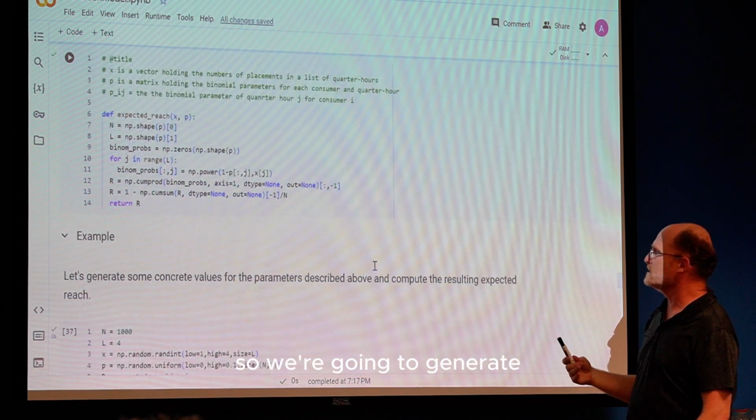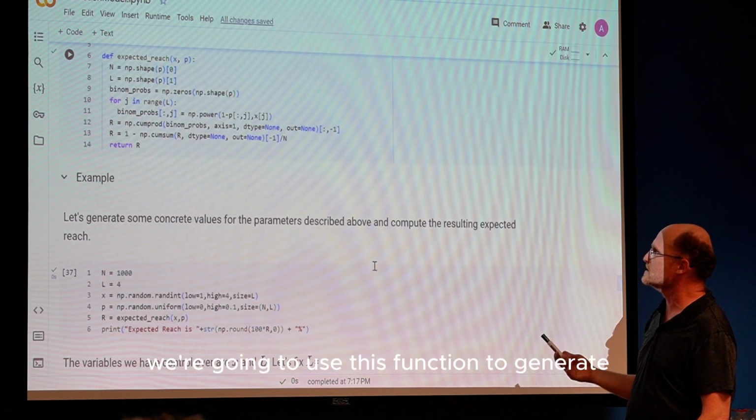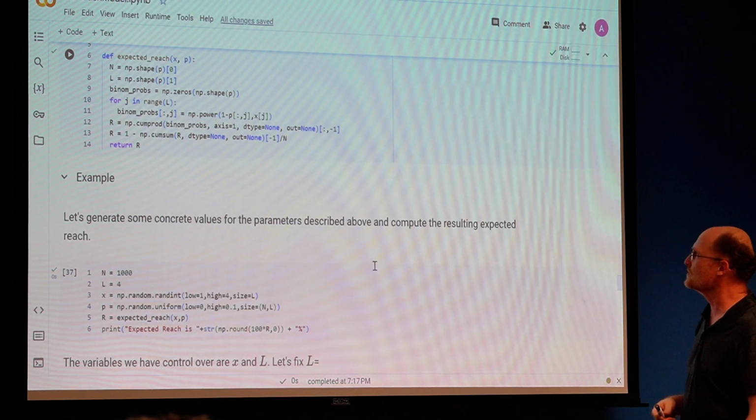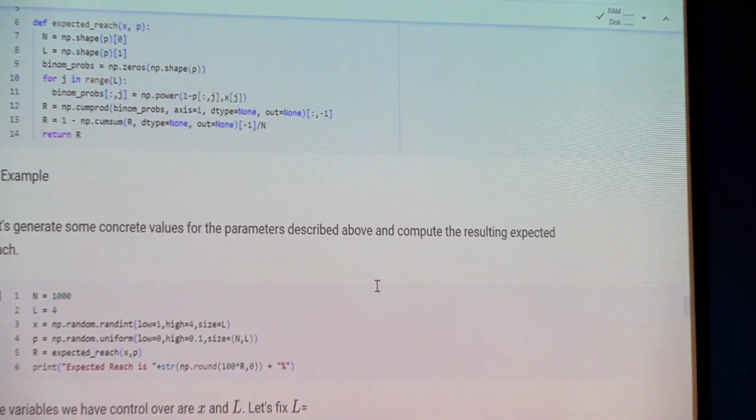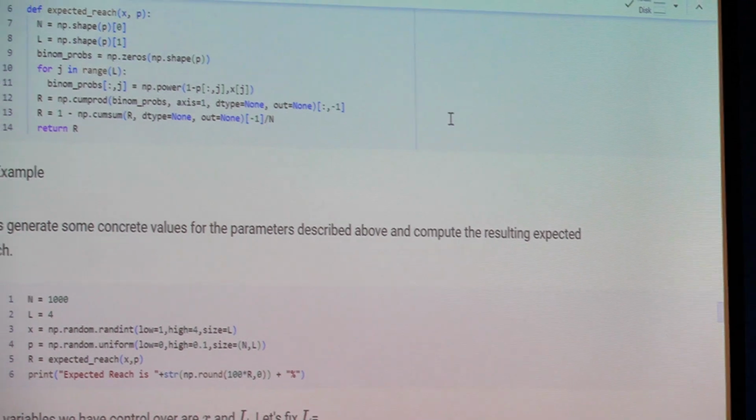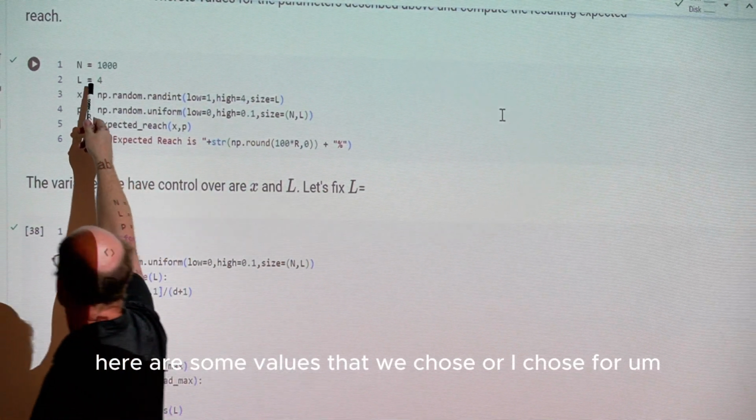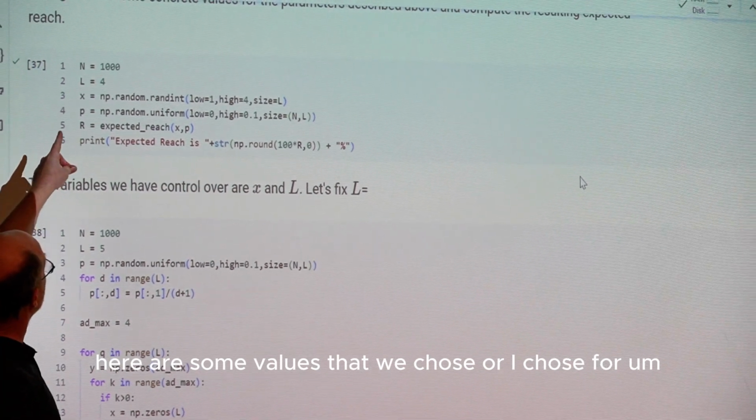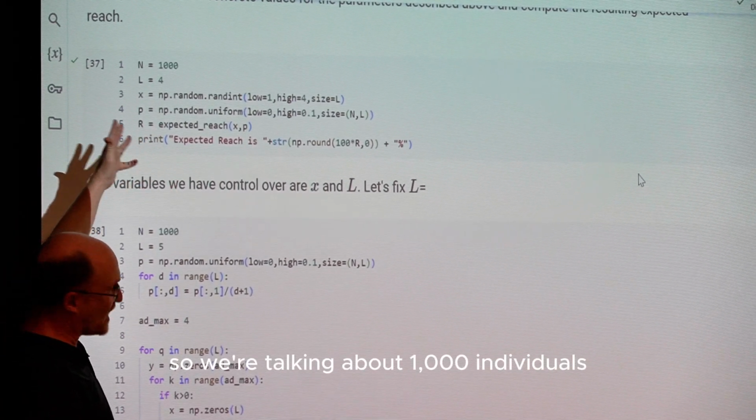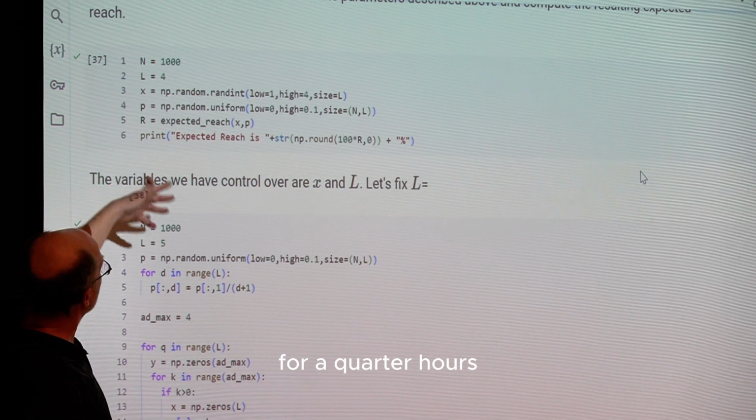So we're going to use this function to generate some concrete values for this model. Let's scoot down a bit. Here are some values that I chose. We're talking about 1,000 individuals, 4 quarter hours.